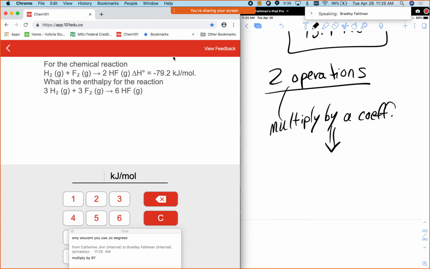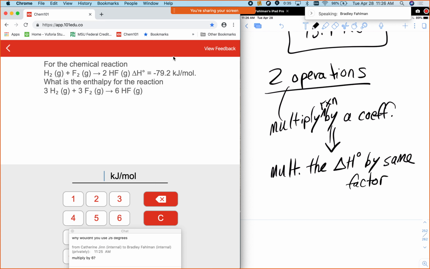So if you multiply the reaction by a coefficient, then you multiply the enthalpy value by that same factor. So, if it's 3 times, then it's going to be, what is it? So 3 times minus 79.2. So what is that?